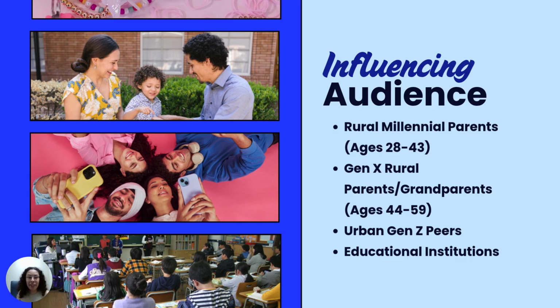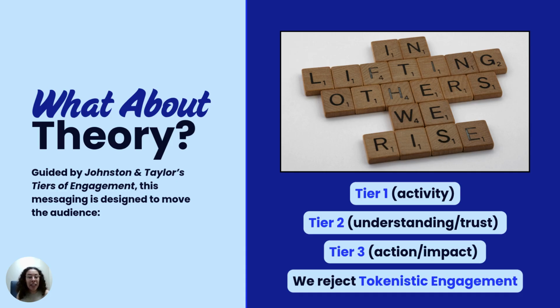Moving on to theory, I decided to use Johnston and Taylor's tiers of engagement because I thought about how I would present this to someone who doesn't know the marketing side, who doesn't know any of this, any of the communication, what I study. So, this theory in particular lays it out so clearly and lays it out in a way that is very easy to understand, but also shows you how that is growing and how that's kind of scaffolded, with tier one being activity.